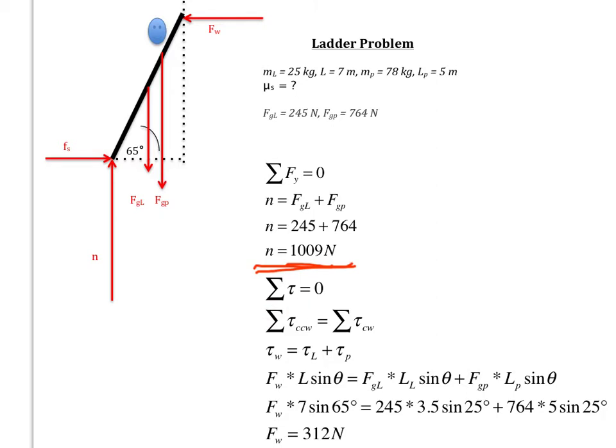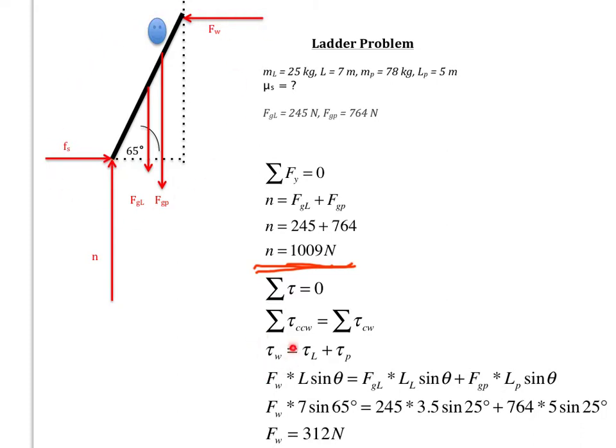So net torque is 0. The net counterclockwise torque equals the net clockwise torque. Well, what is the net counterclockwise torque? Look at these forces. The force that would make this whole system rotate counterclockwise around the axis of rotation at the bottom, the only one doing that is the force of the wall. The normal force acts through the axis of rotation, no torque. Static friction acts through the axis of rotation, no torque. The only one that is counterclockwise is the wall.